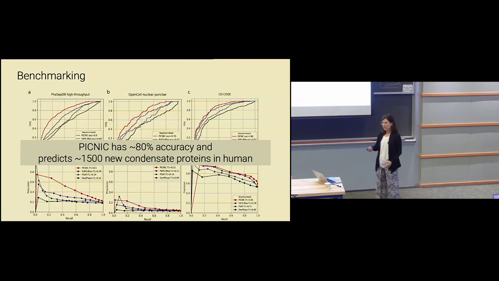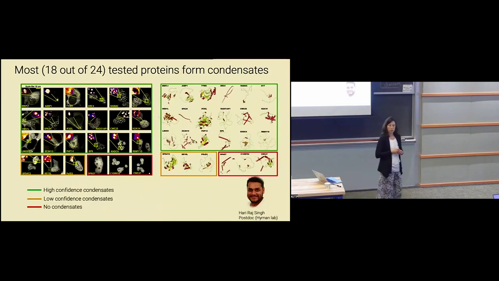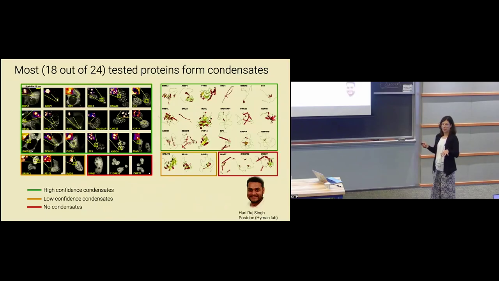But it predicts another 1,500 new proteins that may form condensates in humans. So we teamed up with a postdoc from Tony Hyman's lab, Harry, who tested 24 of our predictions in U2OS cells, expressed them. And we were happy to see that 18 of them, the green circled ones, form condensates. 3 of them were clearly not forming condensates, and 3 of them sometimes, in a concentration-dependent manner, actually they did. So it's again in this 80% accuracy.